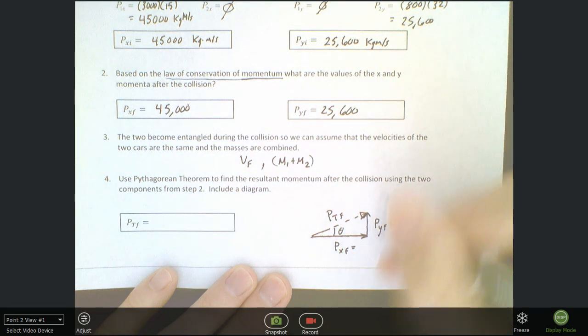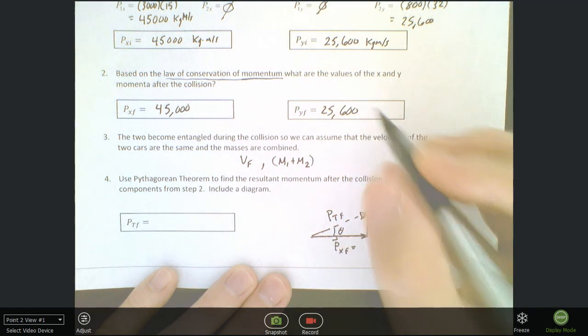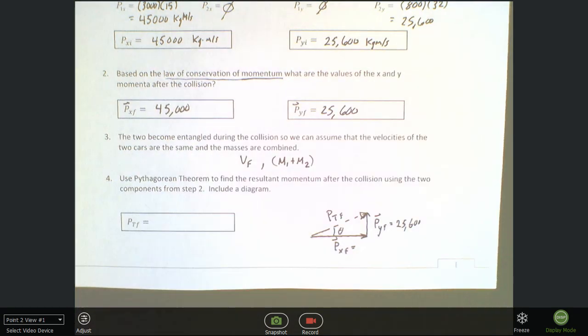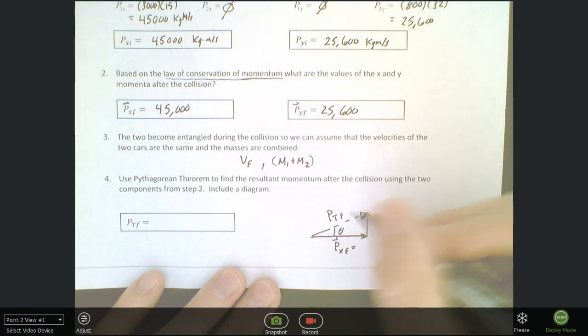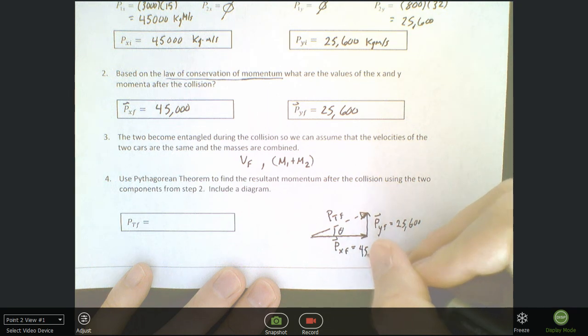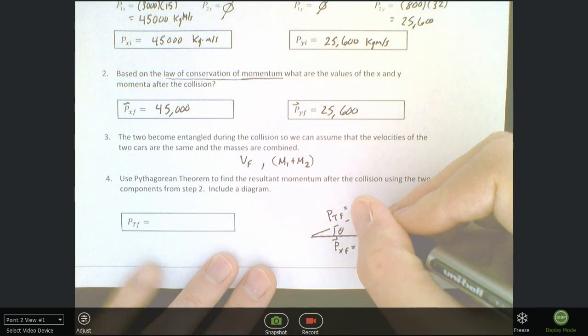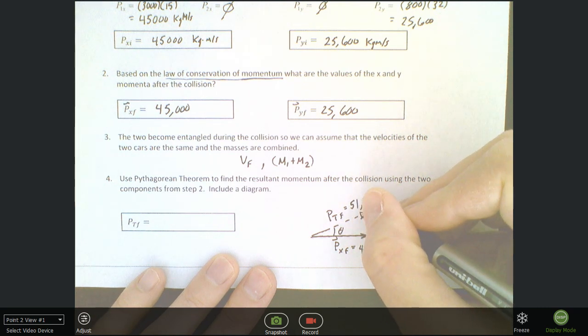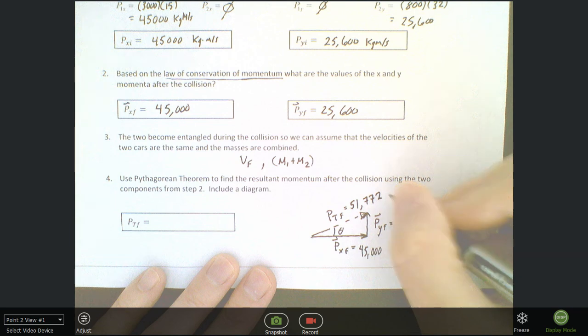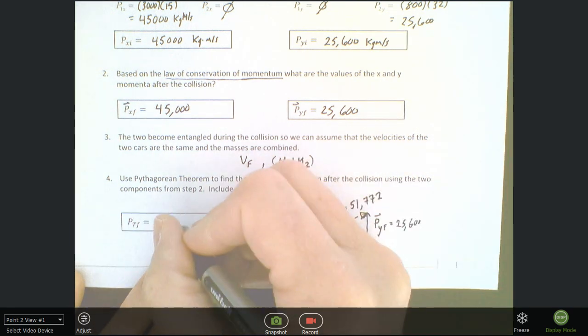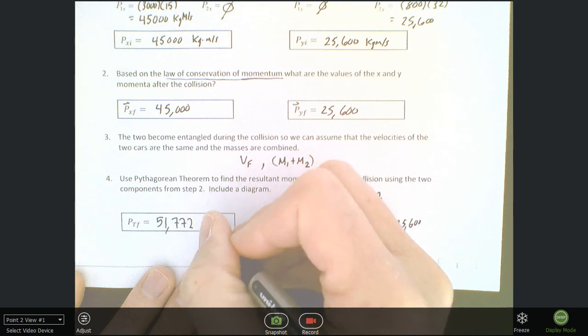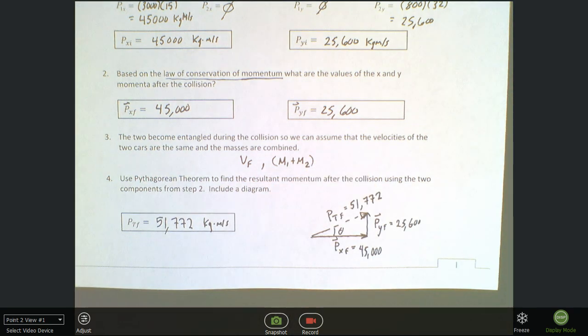Okay, well, this we know is 25,600. Since these are vectors, we've been dropping the vector signs a lot, but since they're vectors, we can just add them tip to tail to find the resultant. So we go 25,600 squared plus 45,000 squared, and then we simply find the square root of that, and we find that the total momentum is approximately 51,772 kilogram meters per second. So that's the total momentum.